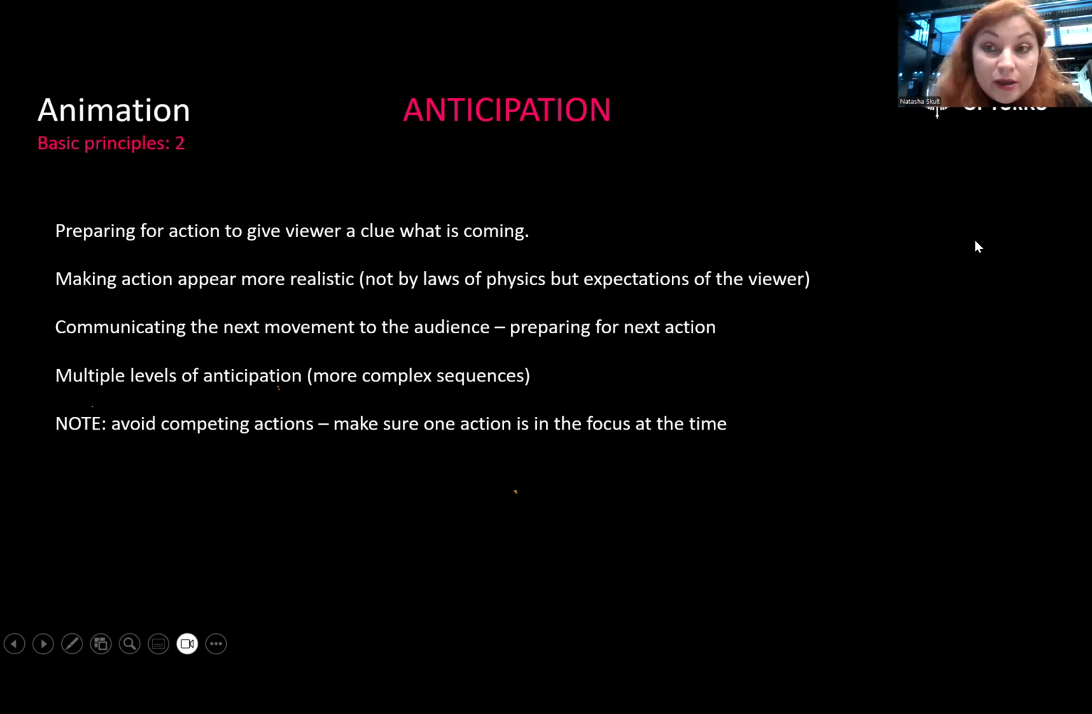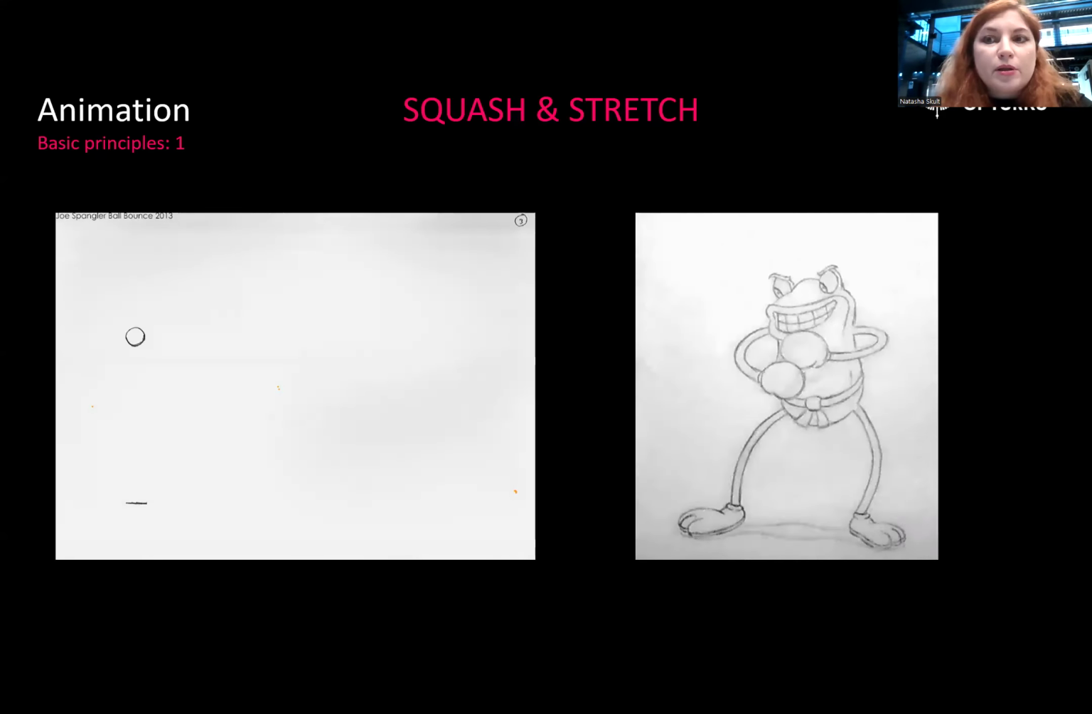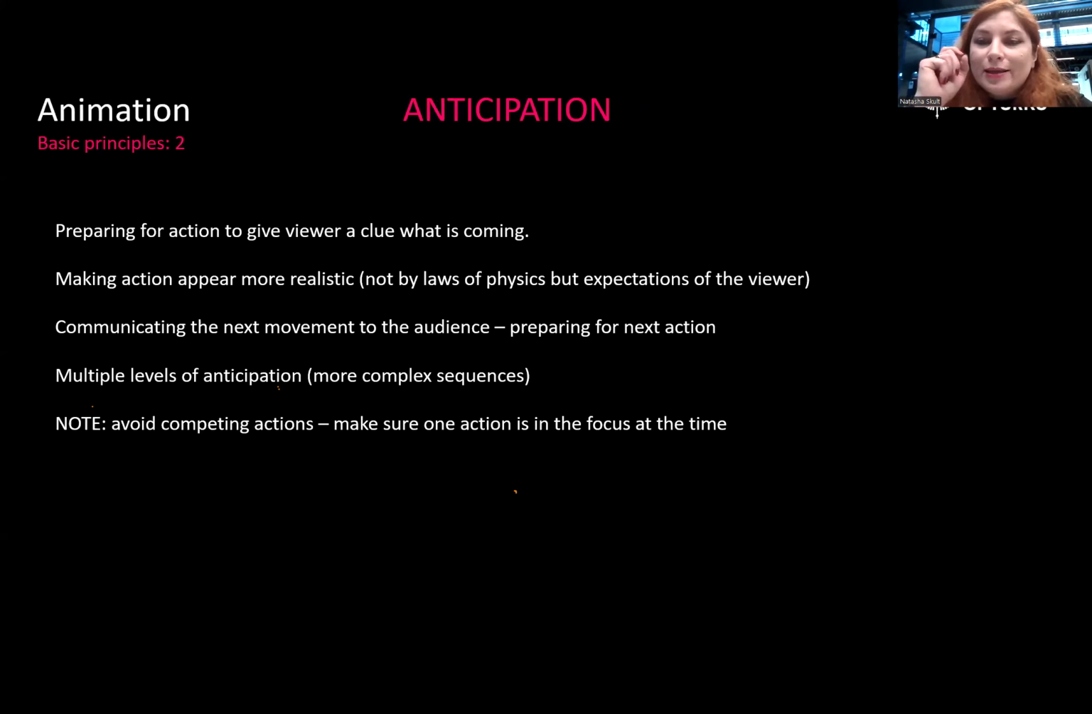Next principle is anticipation. Now, this is a really, really interesting one, because basically we are giving the viewer more information of what is to come. What is the main animation that is coming? So for example, a bouncing ball. Okay, it bounces, but where does that bounce come from? So by anticipation, we are giving an introduction to the main movement, whatever that movement is. And more importantly, it makes the movement more realistic. This is not necessarily by the laws of physics of that world. We are talking more of what would be believable for the viewer.